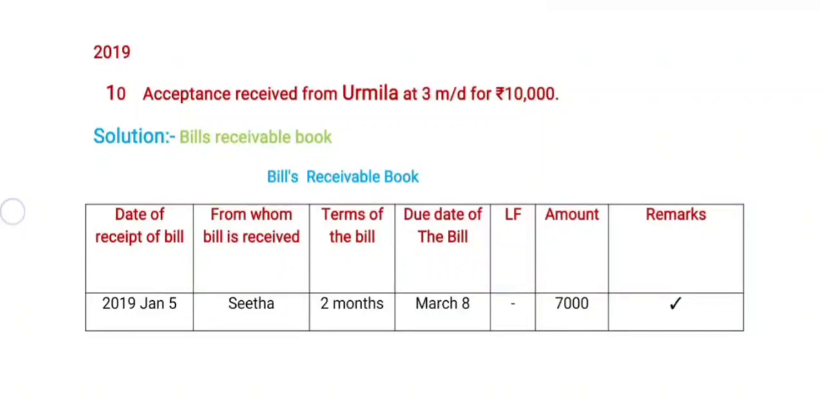rupees. Here the date of the bill or date of the receipt is given. It is 2019 Jan 10, whereas the second column is whom the bill is received from. Here Urmila is the debtor. Now we are coming to the term of the bill. Here it is clearly defined, 3 months is the term of the bill.